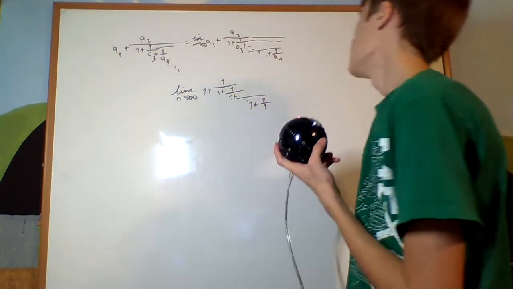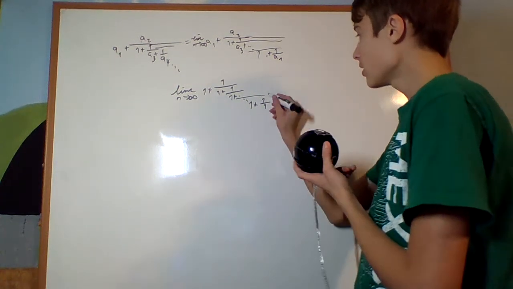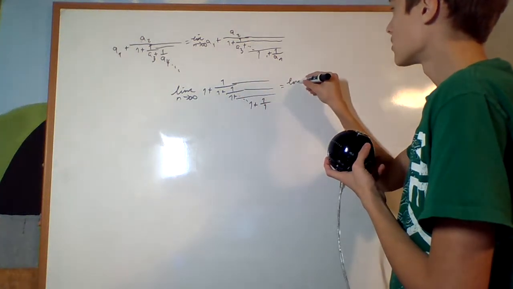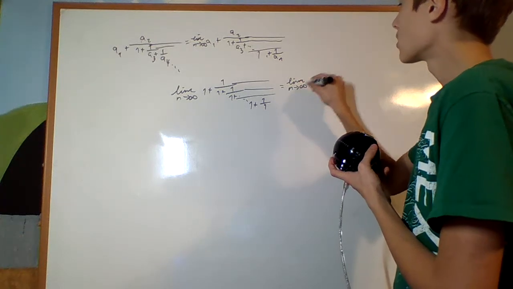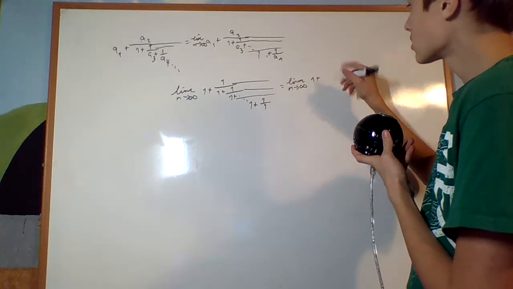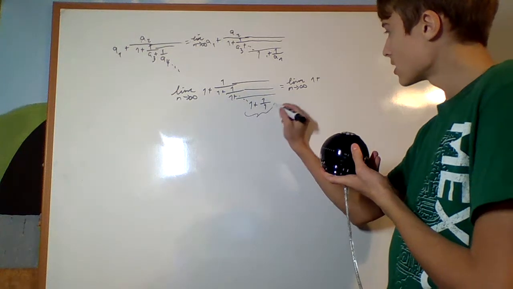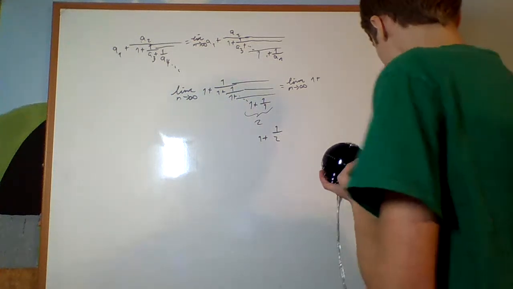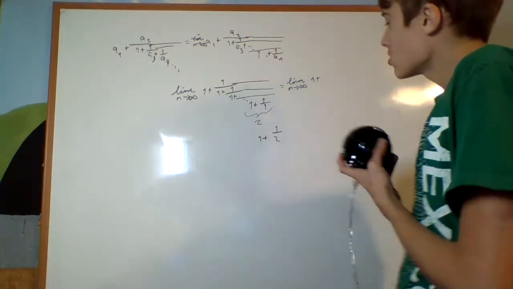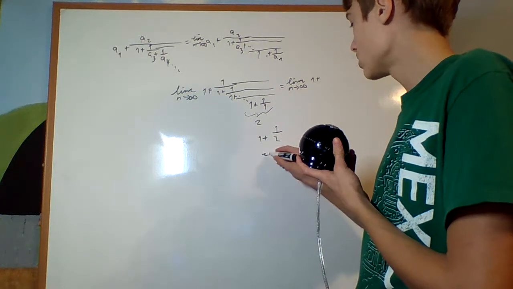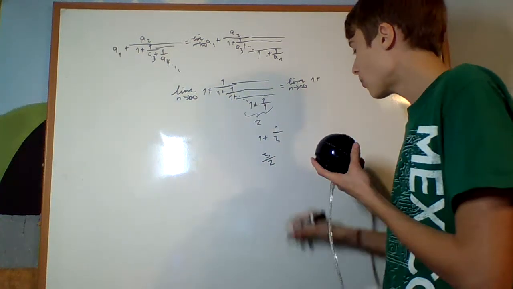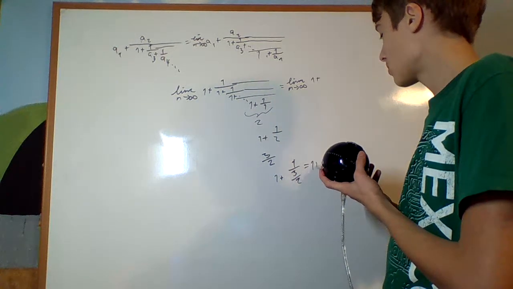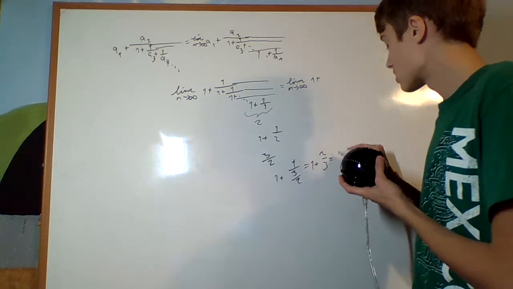What's 1 plus 1 over 1? Well, I'm just going to evaluate this bottom bit. That's going to be 2. And so I'm going to have 1 plus 1 over 2, which is 2 over 2 plus 1 over 2, so I get 3 over 2 there. Then I'm going to have 1 plus 1 over 3 over 2, which is 1 plus 2/3, which is 5/3.